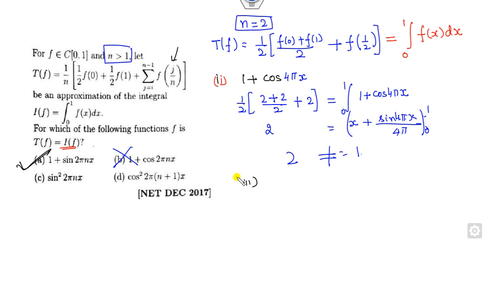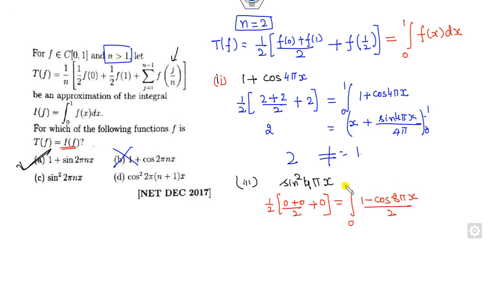Look at the third option. Sine square of 2 n pi x, and n is 2. So I can write this as 4 pi x. So what is the left hand side? It's half. F of 0 is 0 over 2. F of half is 0. Fine. But on the right hand side, how do you integrate them? It's 1 minus cos 8 pi x over 2. So clearly the left side says it's 0, but the right side is non-zero because of this value of half. So this option is also cancelled.